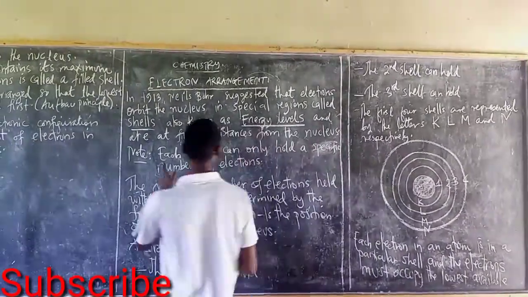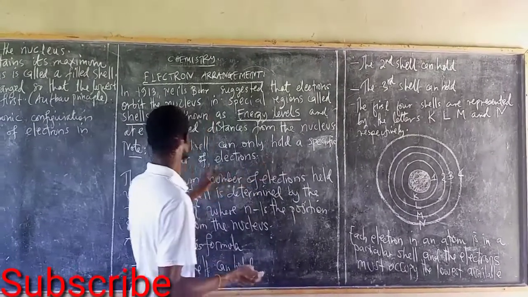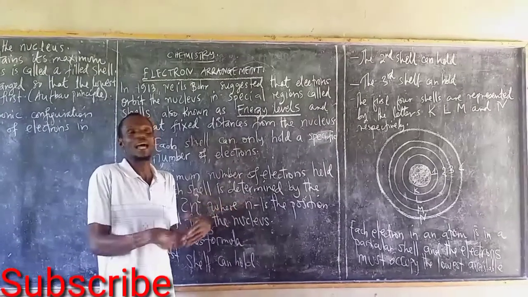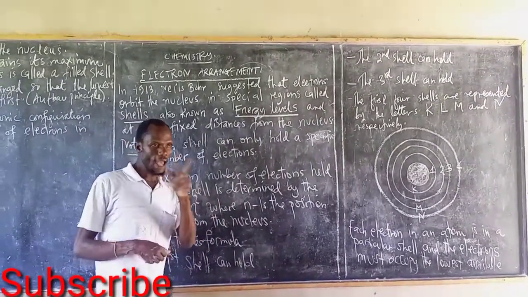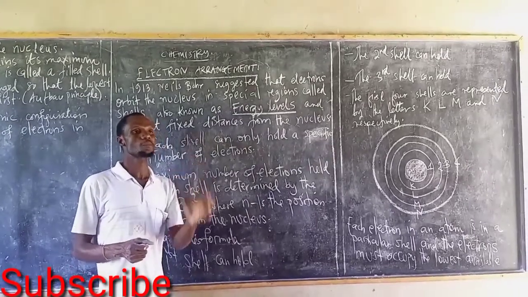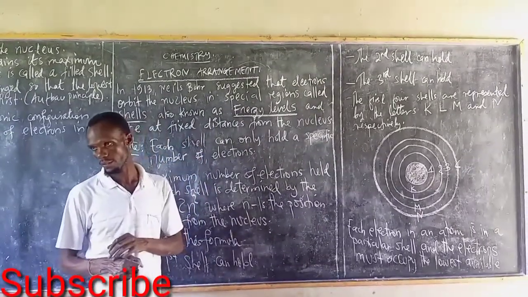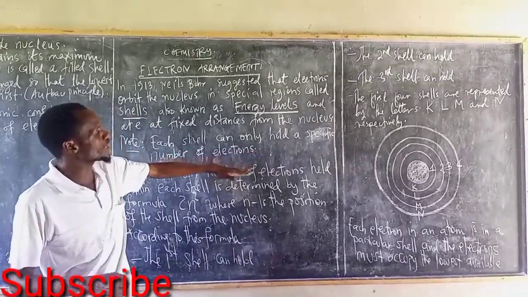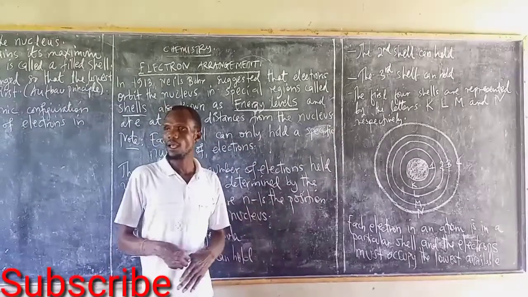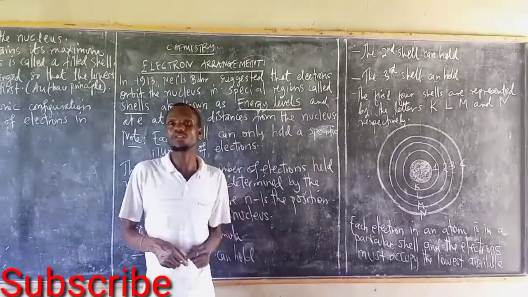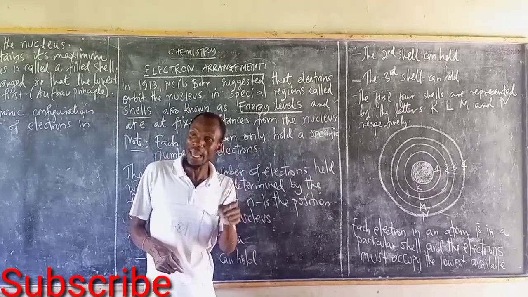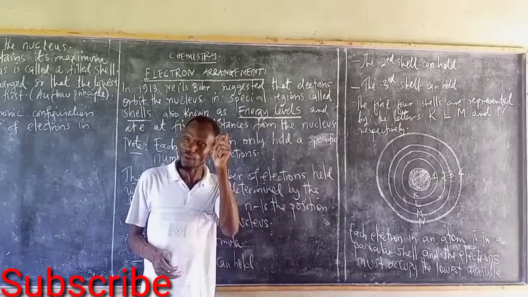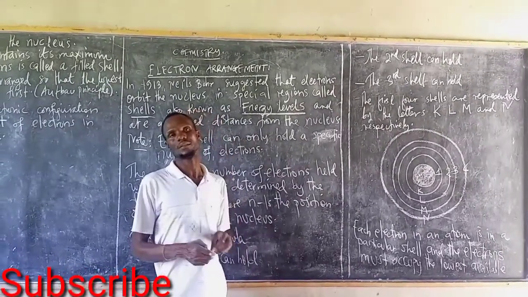Now, each shell can only hold a specific number of electrons. You see? So it is not random. Every shell must have a specific number of electrons. The number of electrons occupied in the first shell is not equal to the number of electrons occupied in the second shell. So every shell has a different number of electrons.